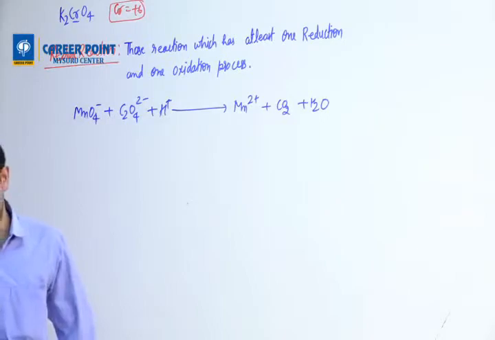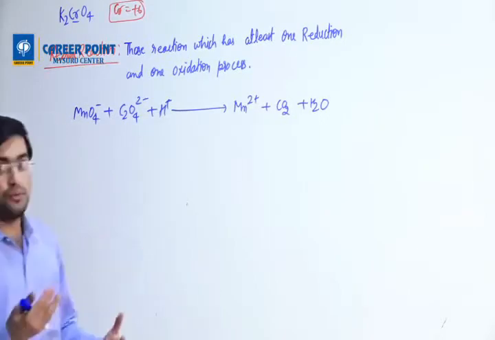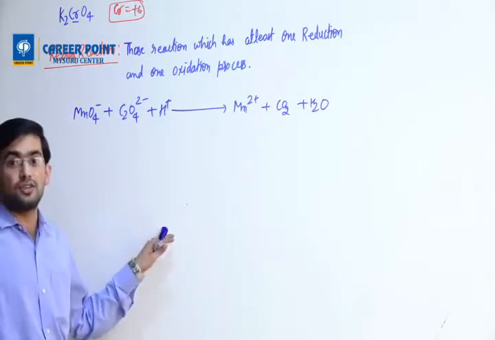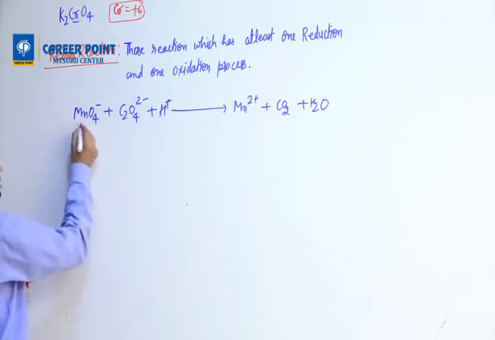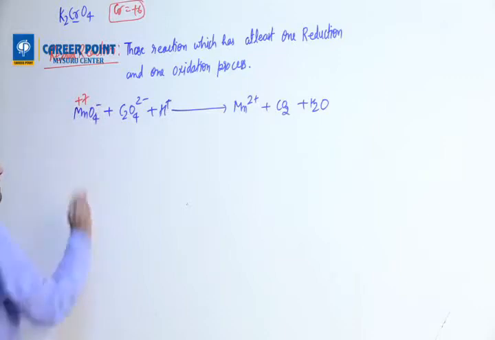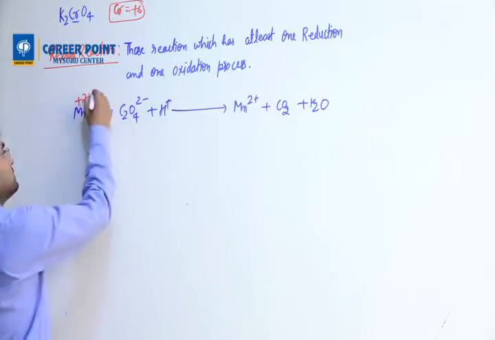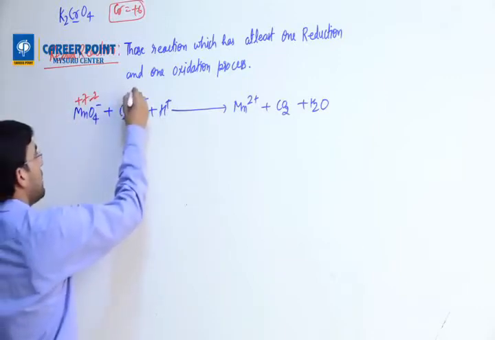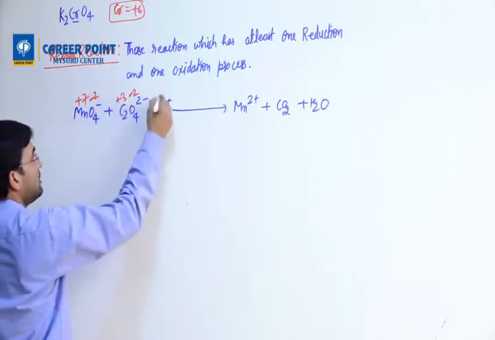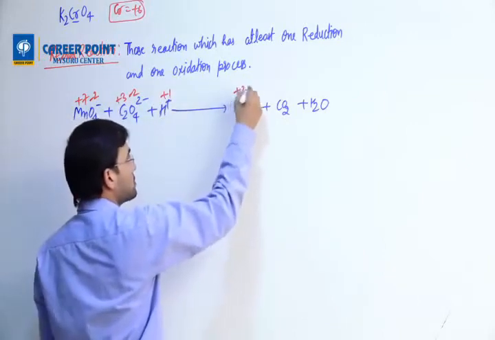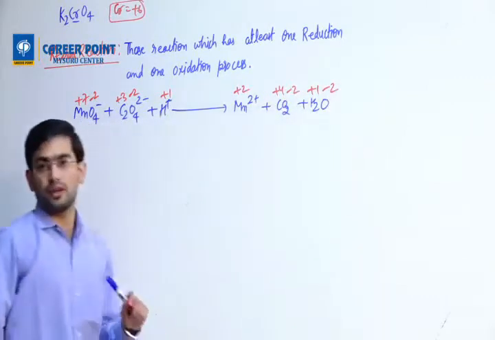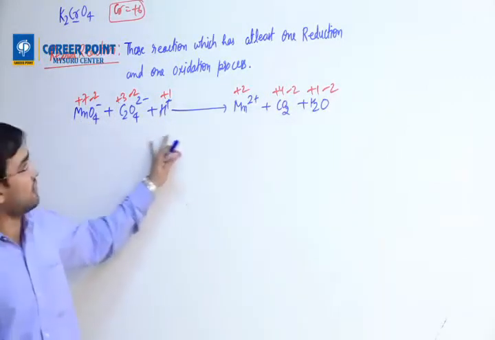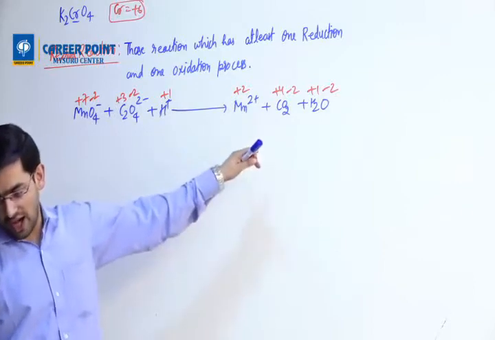Oxidation number. What does it mean that I should find the oxidation number? So the manganese here has oxidation number +7. Then this is -2, this is -2. This is +3, +1, +2, +4, -2, +1, -2. I have calculated and written all the oxidation number values.